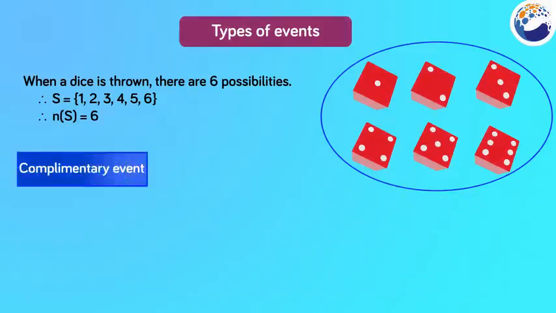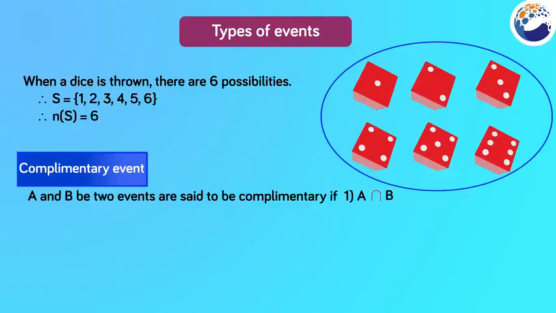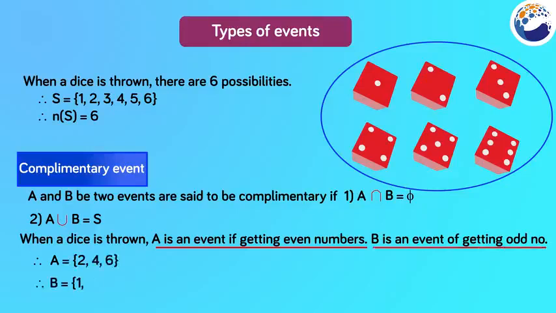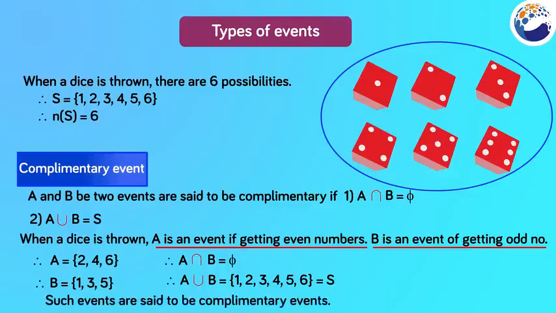Complementary event. A and B, 2 events, are said to be complementary if 1. A intersection B is equal to empty set, and 2. A union B is equal to sample space S. Example, a dice is thrown. A is an event of getting even numbers. B is an event of getting odd numbers. Here A is equal to 2, 4, 6 and B is equal to 1, 3, 5. We can see that there is no common element in set A and set B. Therefore, A intersection B is equal to empty set and A union B is equal to 1, 2, 3, 4, 5, 6. A union B contains all elements of sample space S. Such events are said to be complementary events.